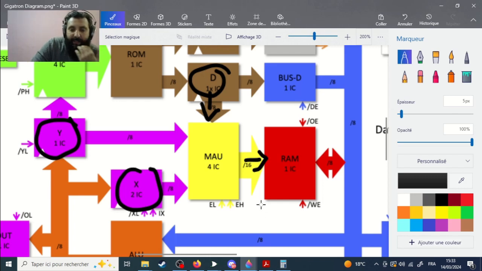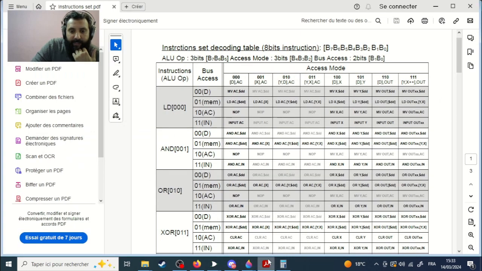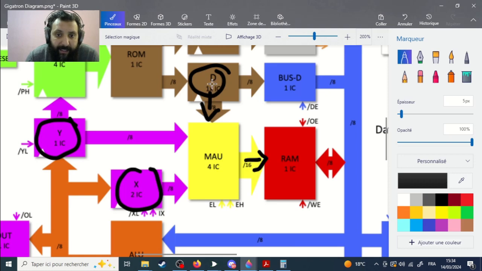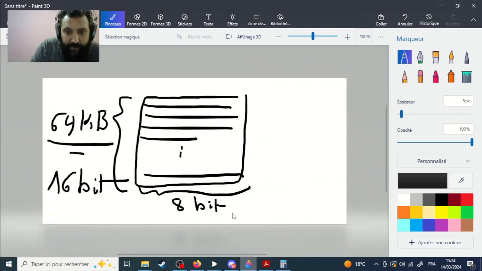How it is done, I don't know if I have to explain that or not. If we see, for instance, an instruction like this one, the access mode, we can see here between the brackets Y and D. That means that the address of the data used in this instruction is formed by the composition of D and Y. The addresses are formed this way.